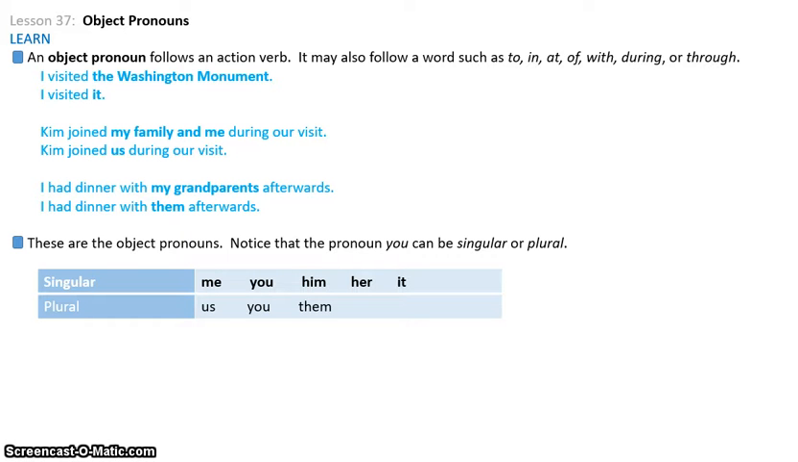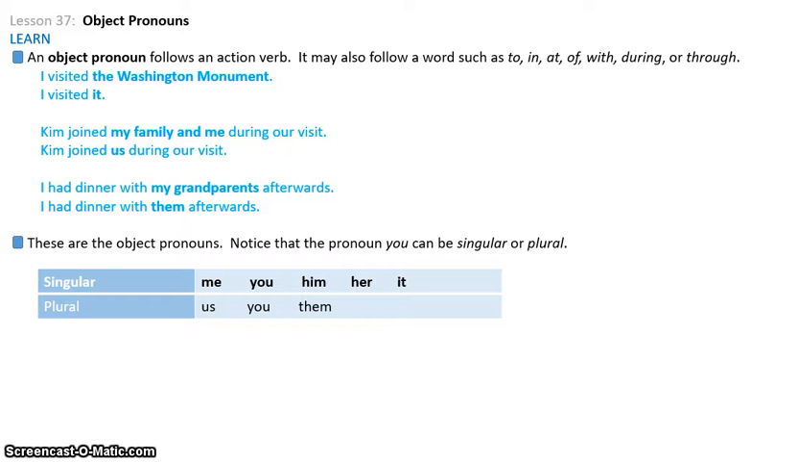Okay, object pronouns. An object pronoun follows an action verb. You know, sometimes you guys always ask me, why is it important to find the verb or whatever? Well, you have to know your parts of the sentence, especially your subject and your verb or your predicate, remember, because it helps you figure out how to write properly. So you have to find your action verb in a sentence in order to figure out your object pronoun.